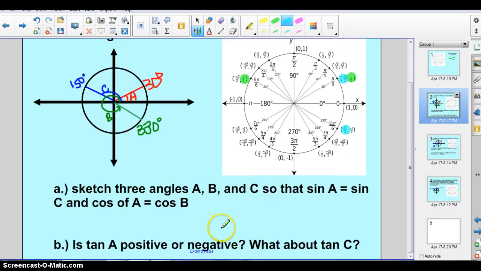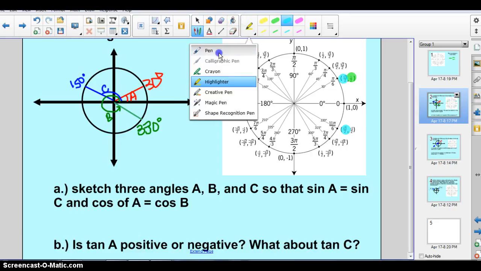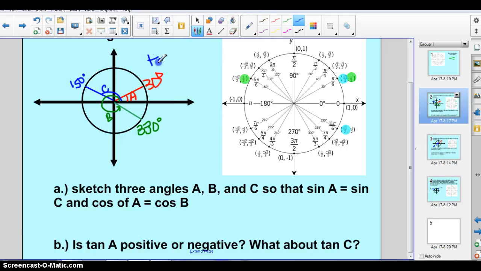Continuing on with this part, it says, is tangent of A positive or negative? Well, because A is in quadrant 1, or this first quadrant, if we were to divide the green number by the blue number, we would find that tangent would have to be positive here. So tan is positive.